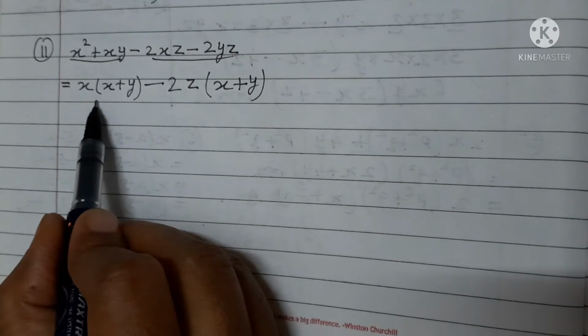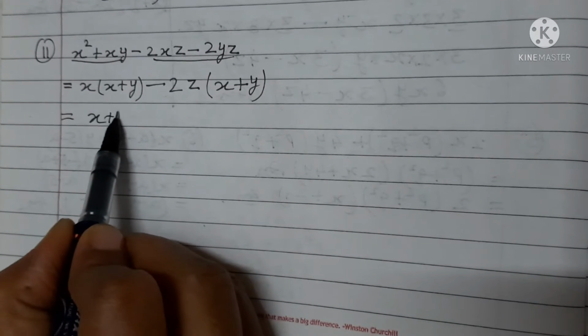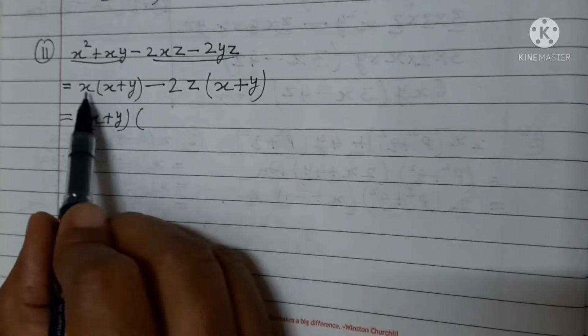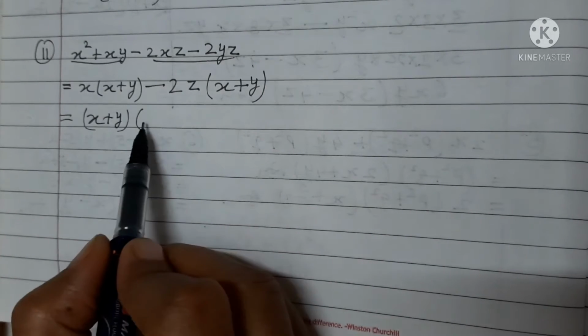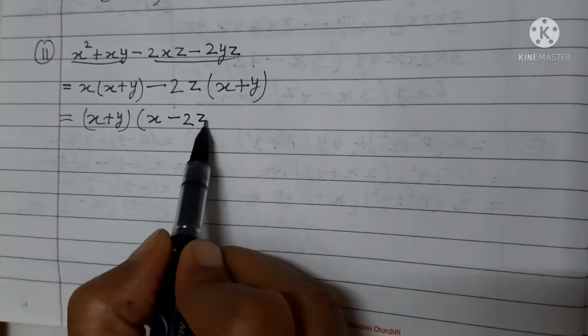Now this x plus y is common in both the terms, so take x plus y common, and the remaining part of the terms is x minus 2z. Answer.